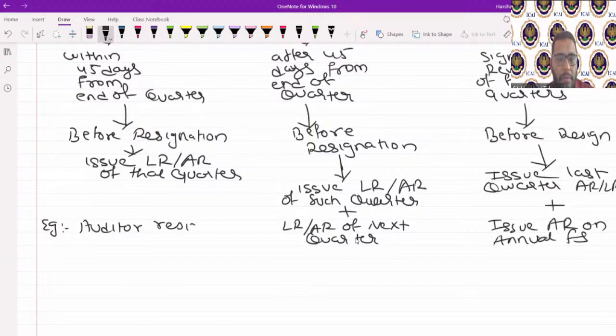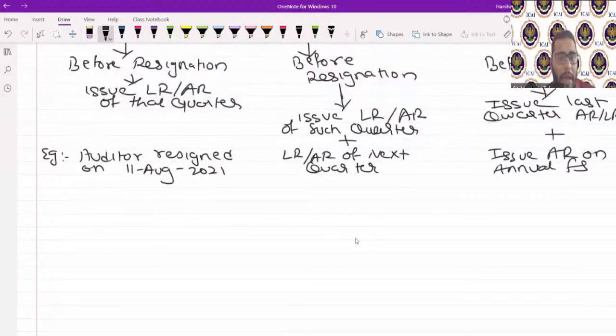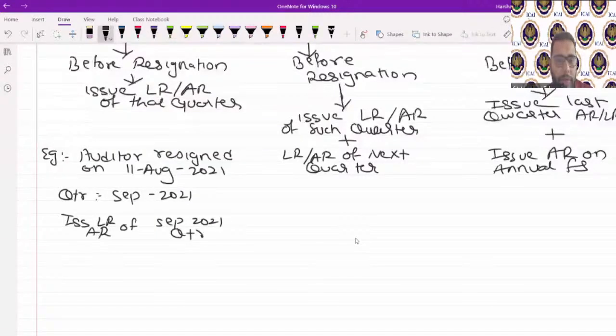So if the auditor is resigning within 45 days from the end of the quarter, for example, let's say the auditor resigned on 11th August 2021. Now this is within 45 days of the end of the quarter, here the quarter we are talking about is September end, the September 2021 quarter. So if the auditor has resigned on 11th August, then he needs to issue the limited review or audit report of the September 2021 quarter.